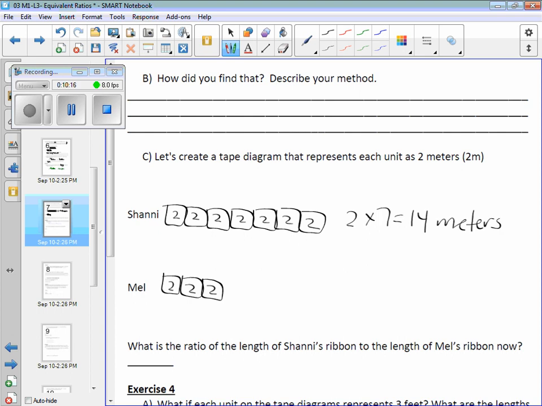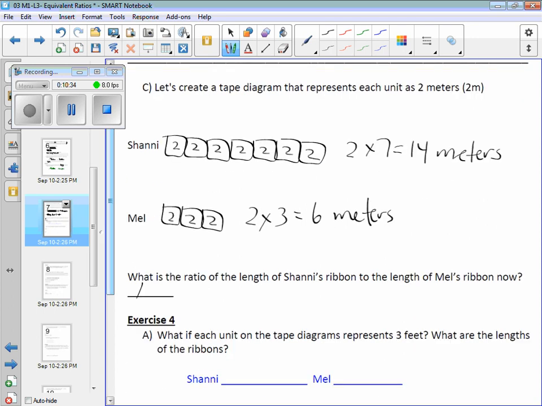2 plus 2 plus 2, or 2 times 3. And that now becomes the new equivalent ratio, like Gab said, 14 to 6. Now you want to see something neat? Watch this, ready?